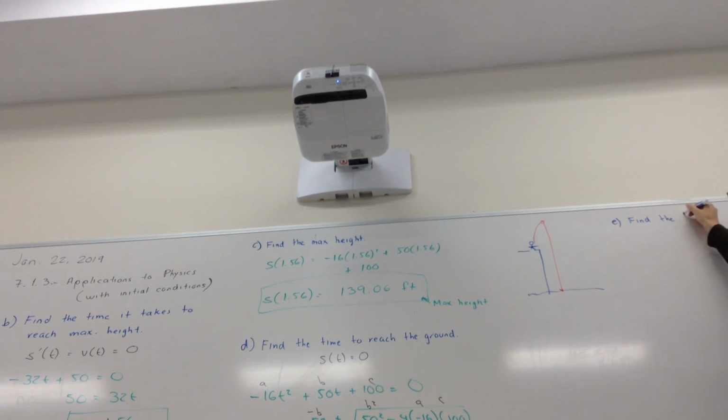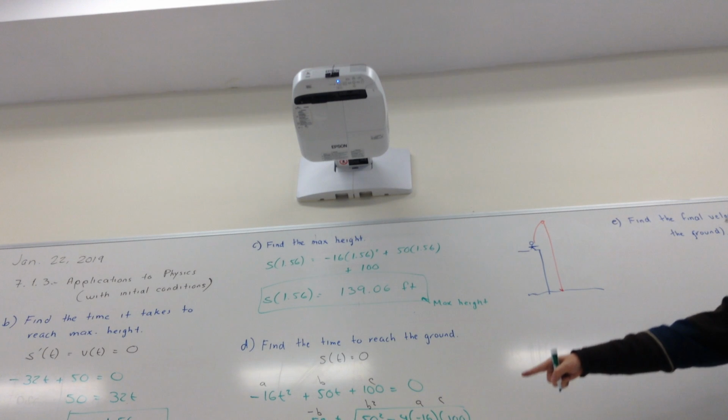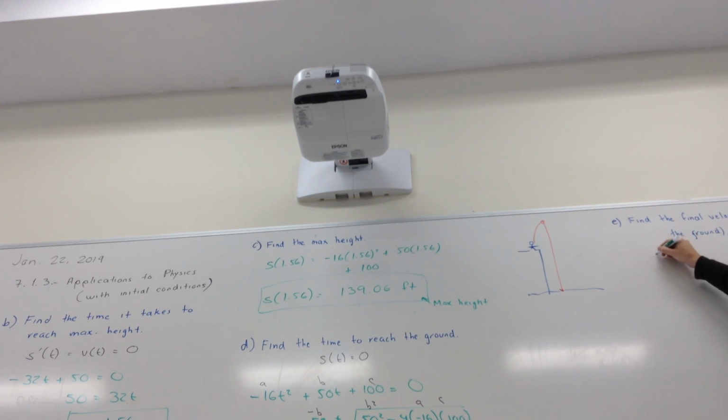Next question. Find the final velocity when it hits the ground. What do I do? Position, where do they have that? The time where? In velocity, yeah. Well, we have the time that it takes to hit the ground. Now we find the velocity. s prime of 4.51 equals minus 32 times 4.51 plus 50.